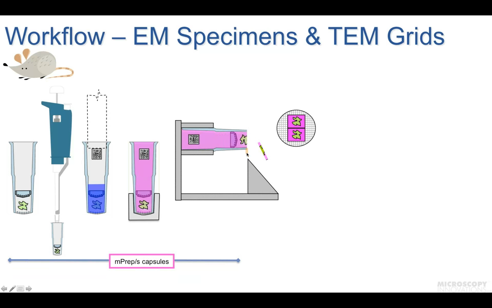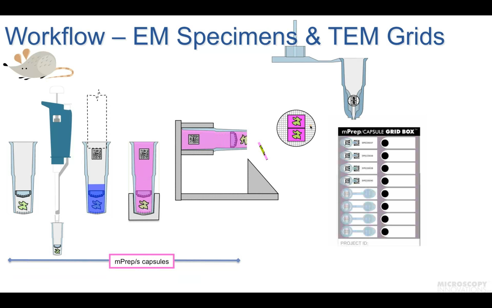Once sections are obtained, they're placed on TEM grids in the usual manner. The grids are then inserted into the mPrep G capsule. The capsules are then stored in the mPrep capsule grid box. And here we can see the capsules are labeled, diagrammatically, of course, and the box is also labeled. And here we have capsules that are closed, and here we have capsules that are open, and you see the grids in there. The grid slots will retain the grids even when the capsules are open, and I'll show that a little bit more later.